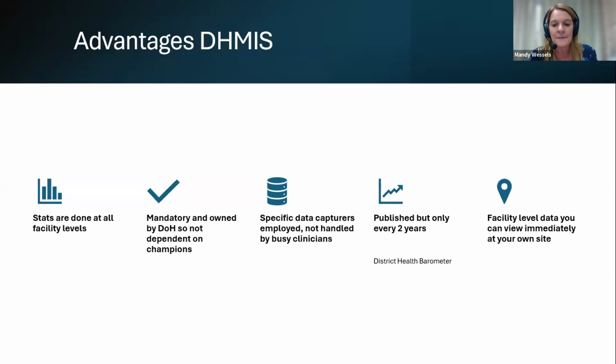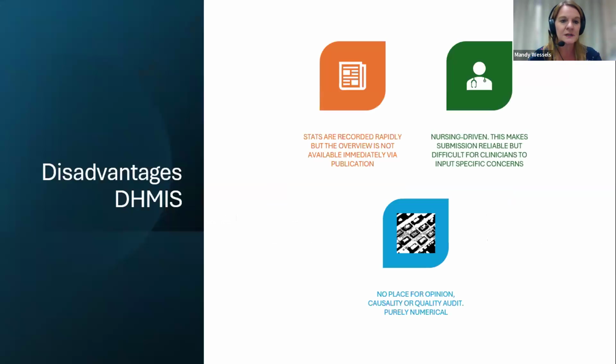And then I think one thing that I really like about the DHIS is that the data is published. The challenge being it's not published real time, it's published every 2 years through the District Health Barometer. And we know we had a short gap in those publications recently, but there is one that has just been published now. But at your own facility, you can view the data immediately if you go into your information officer's office and you can pull up the DHIS. But to look at the overview, you'll only be able to do that every 2 years. So the disadvantages, I've alluded to some of them. The stats are recorded rapidly, so the input is immediate to your facility burden and your numbers, but the overview and the published data is only available every 2 years.